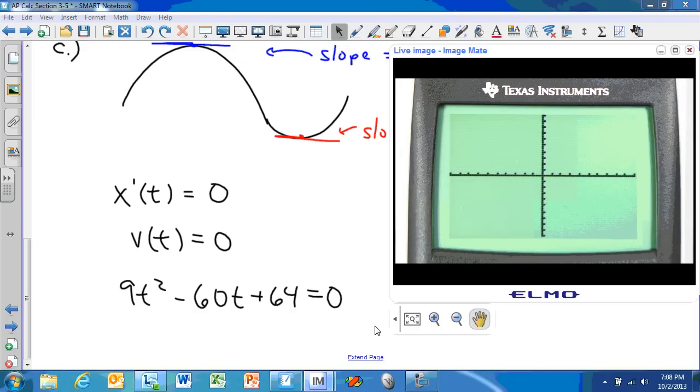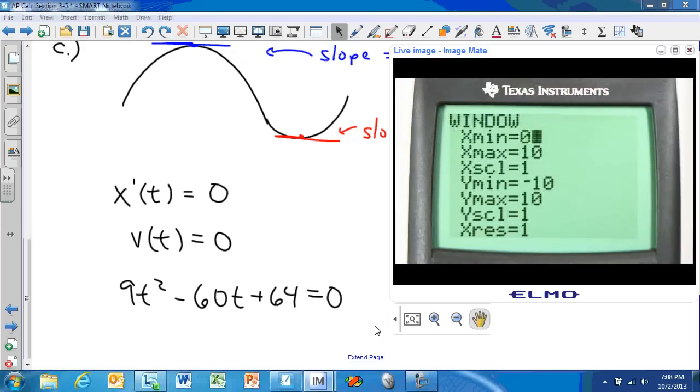And let me get a decent window for this before I start sketching this. They're talking about the interval from 0 to 8. So I'm going to change my window from 0 to 8. And really, I'm only interested in the velocity function. If you wanted to sketch the original function along with it, you could go ahead and do so. But I'm going to sketch just the velocity function.